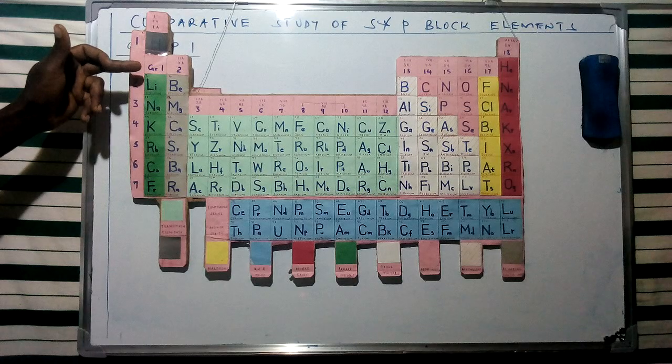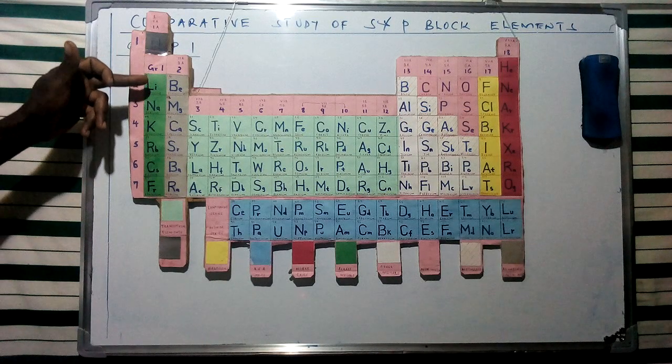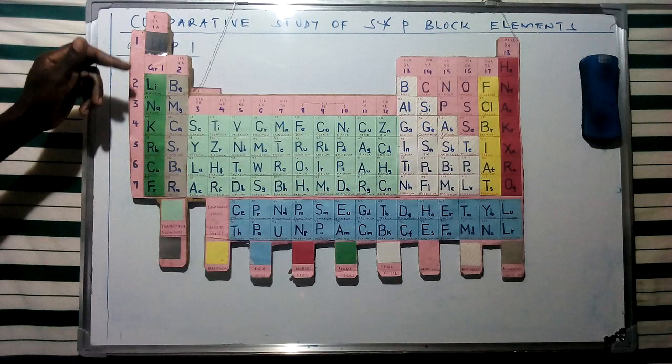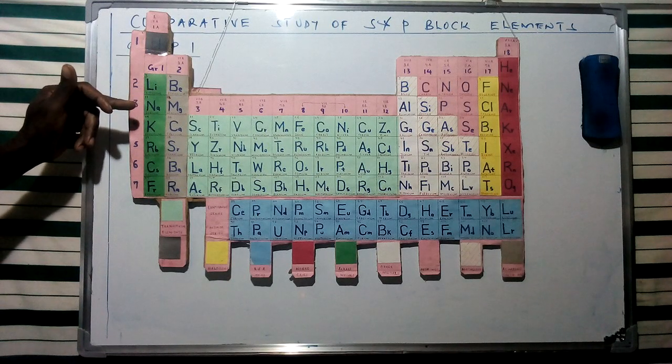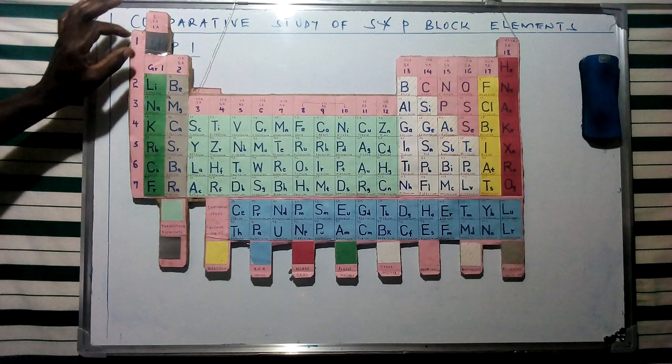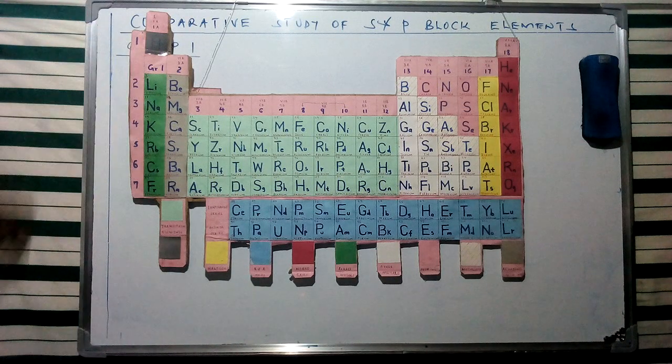Now, in this case, the group 1 elements is this specific column which has been given in terms of green. So this ranges from lithium, sodium, potassium, rubidium, cesium, and francium. And of course, hydrogen has been categorized into these specific groups, but we're going to look at some of its unique properties.